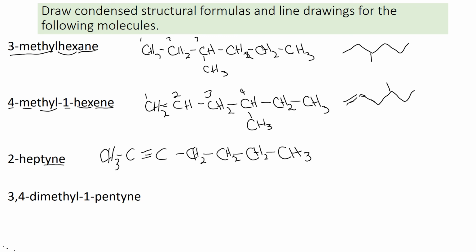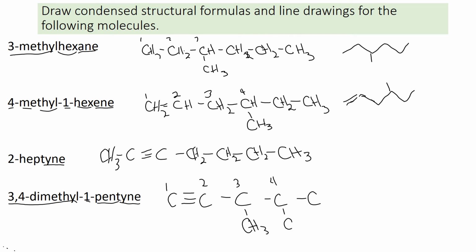3,4-dimethyl 1-pentyne. So we've got yne, triple bond. Pent is 5 carbons. So 1, 2, 3, 4, 5 carbons. Triple bond on the first. That's our 1-pentyne. And then 3,4-dimethyl, so carbon 1, 2, 3, put a methyl on that one. And also on carbon 4.